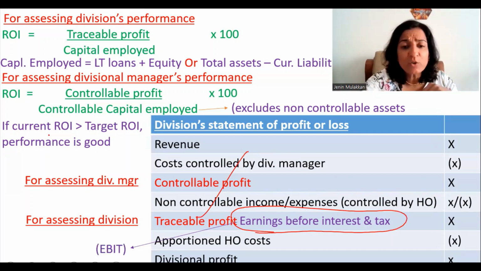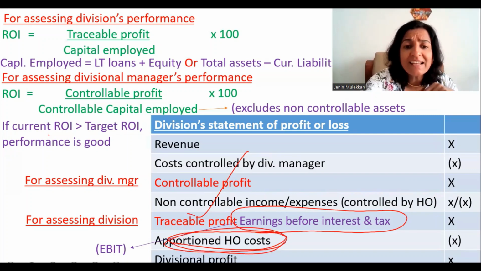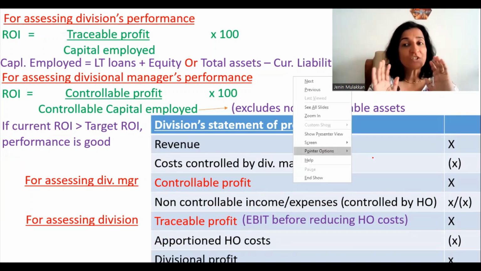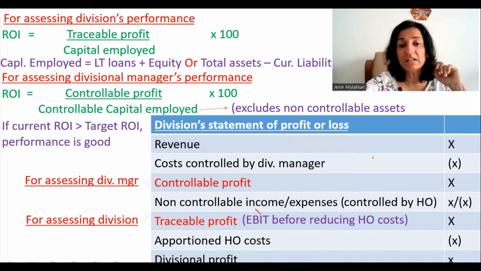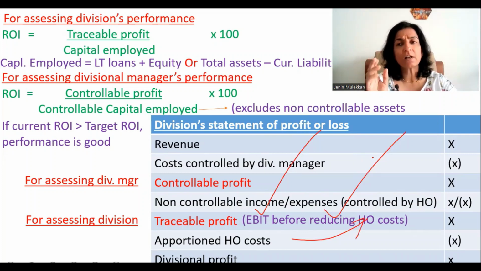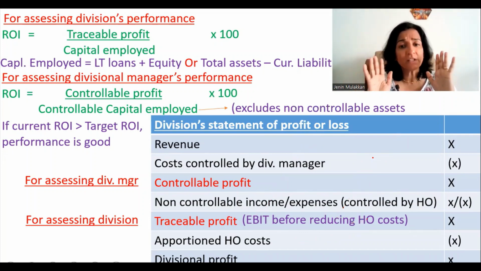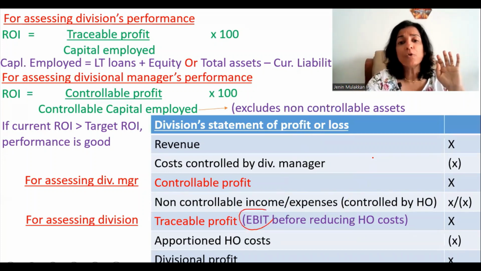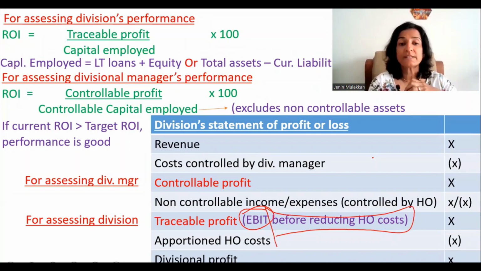Further, what else are we excluding? We are not taking the apportioned head office cost while calculating the traceable profit. So the traceable profit will always be earnings before interest and tax before reducing this head office cost. So whenever you get a profit and loss account, how do we arrive at the traceable profit? It is usually the earnings before interest and tax before reducing the head office cost.